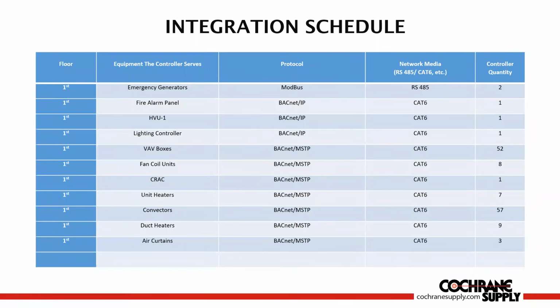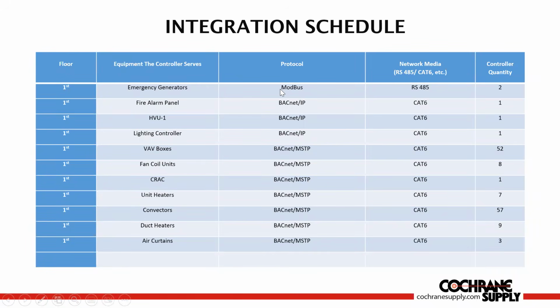So here's the first floor for the example that I'm showing you. And this is the integration schedule. So I would actually go through this exercise on every large integration project that I have. So on the first floor, the emergency generators are outside, a fire alarm panel, there's HVAC units, lighting controllers, VAV boxes, and a whole lot of other terminal type devices. Then you look to the center, the middle column here, and you have the protocol.